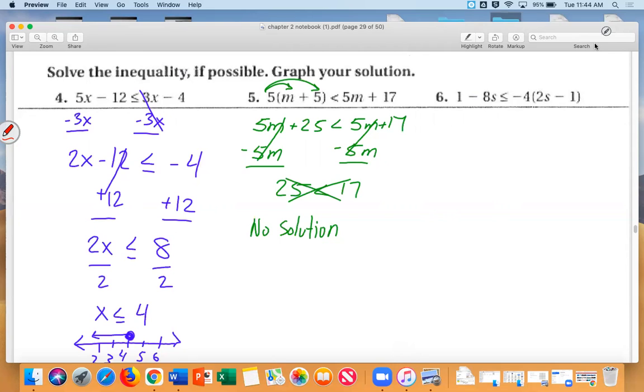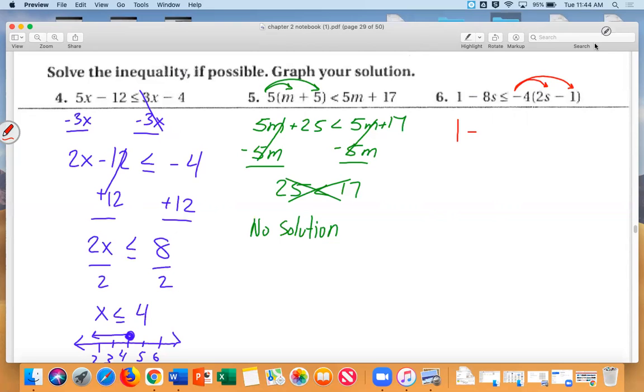All right, let's go with Chucky. Chucky, what would we do first here? Number 6. What would we try to get rid of? Not the 8 or the 4 yet. I'm trying to get rid of those parentheses. So I'm going to distribute that -4.